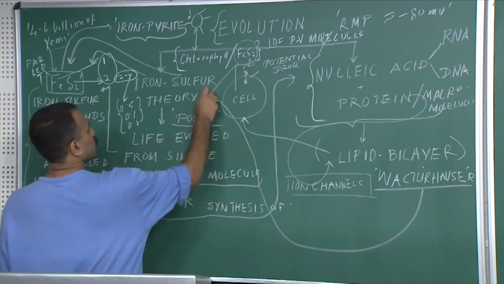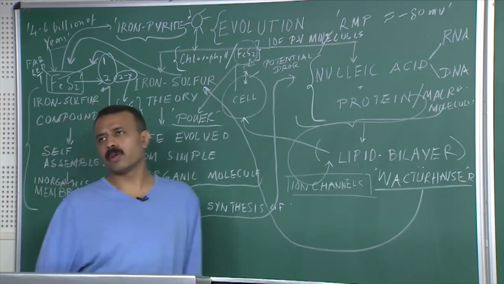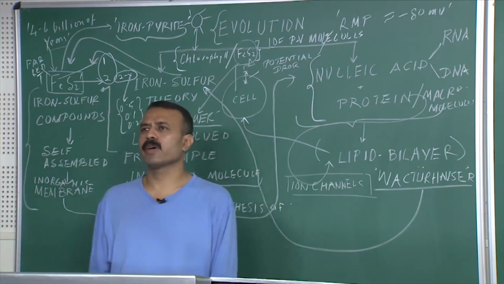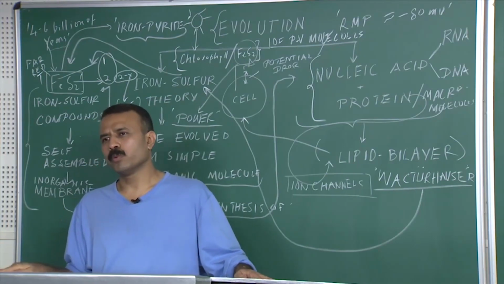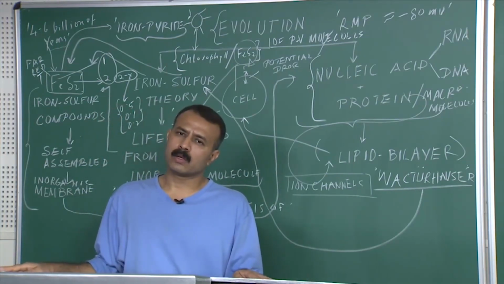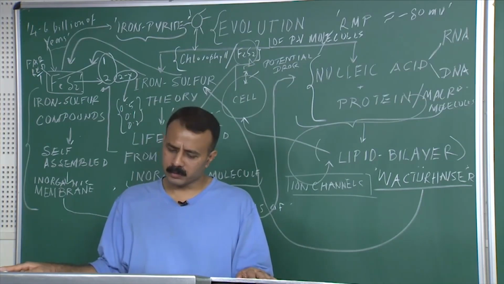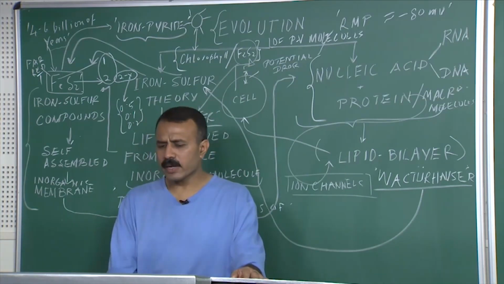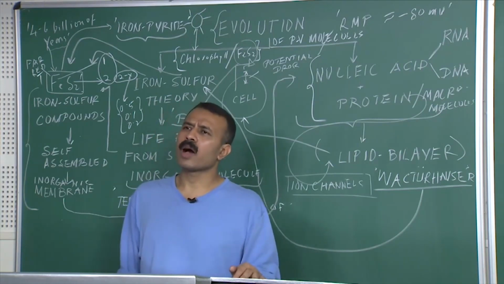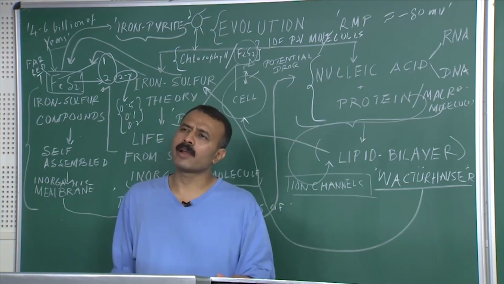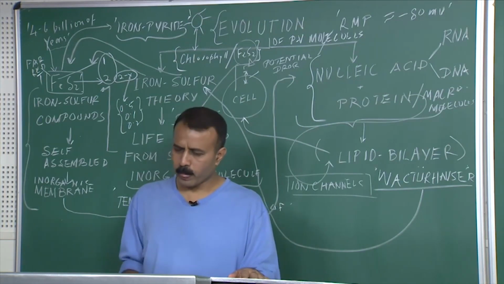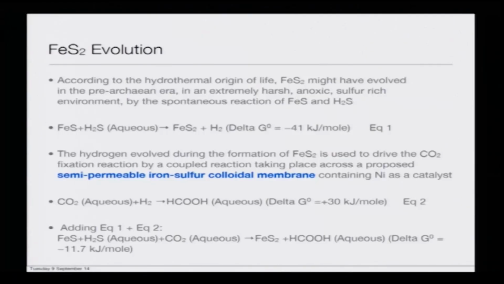Wachter has done significant work on the iron sulfur hypothesis. As a matter of fact, he is one of the pioneers who proposed the origin of life in an iron sulfur rich environment. Okay. So, having said this, let us look at it. What are the arguments in favor of iron sulfur evolution of life? So, according to the hydrothermal origin, I will come to why it is called a hydrothermal origin of life.